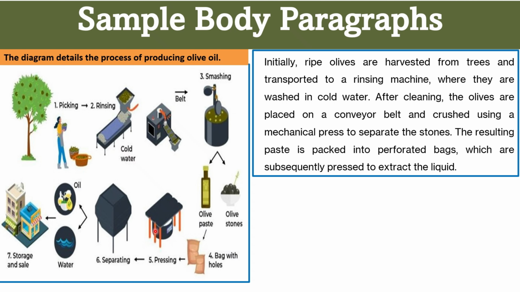Notice how the passive voice is used consistently. For example, the olives are placed, the resulting paste is packed, which are subsequently pressed. These steps are grouped logically, and sequencing is shown clearly with words like initially, after cleaning, subsequently. This shows both grammatical range and clear organization.